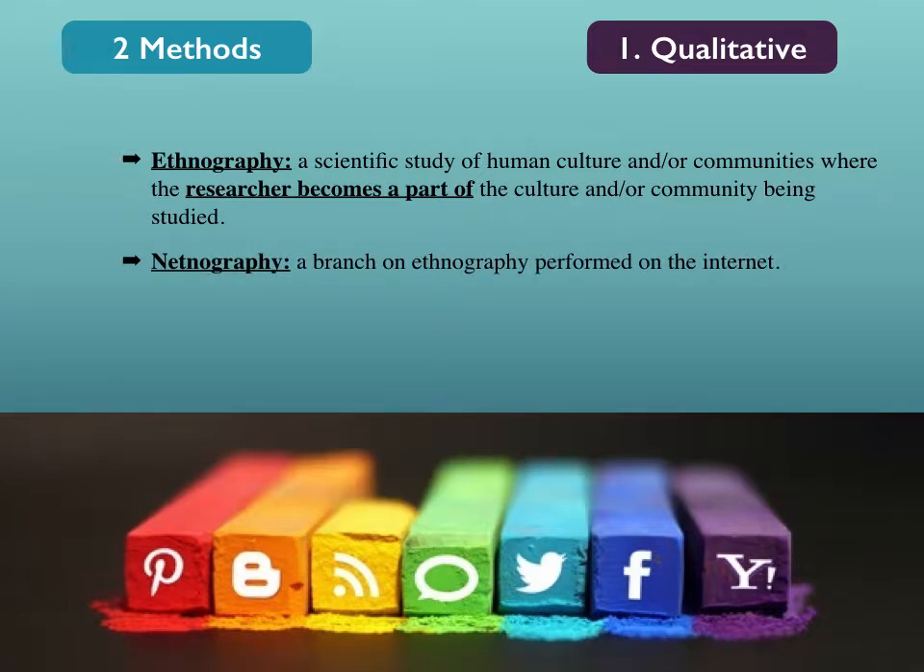Netnography is a branch of ethnography performed on the internet. So this would be like joining a group online to study that group, or playing games online to do research about playing games online or something like that. And so both ethnography and netnography, just like the other three we just discussed, you interpret the results. There's no numbers involved. It's all about the words.